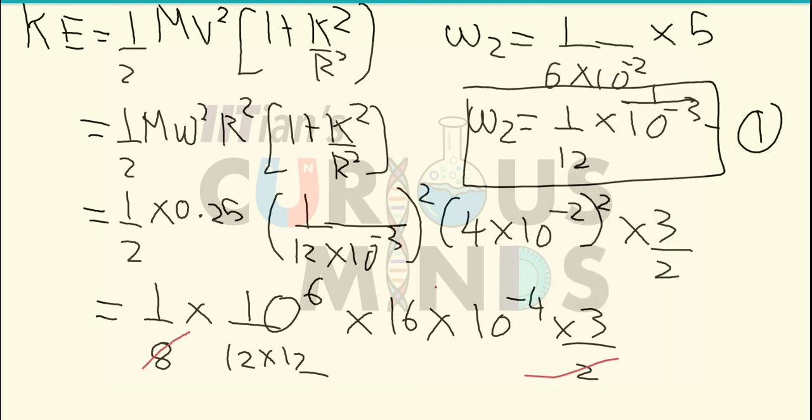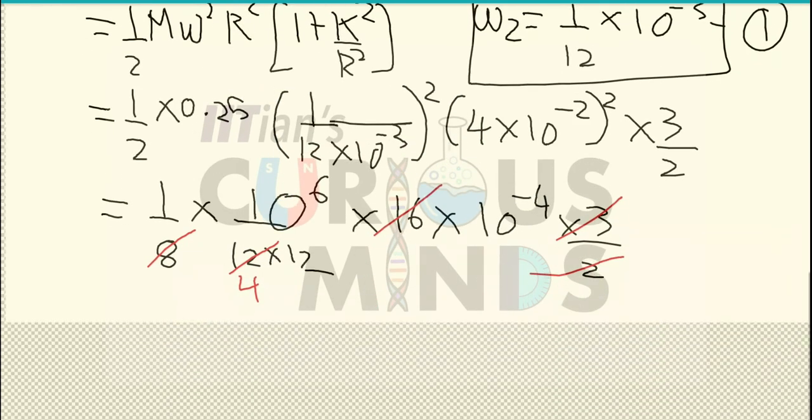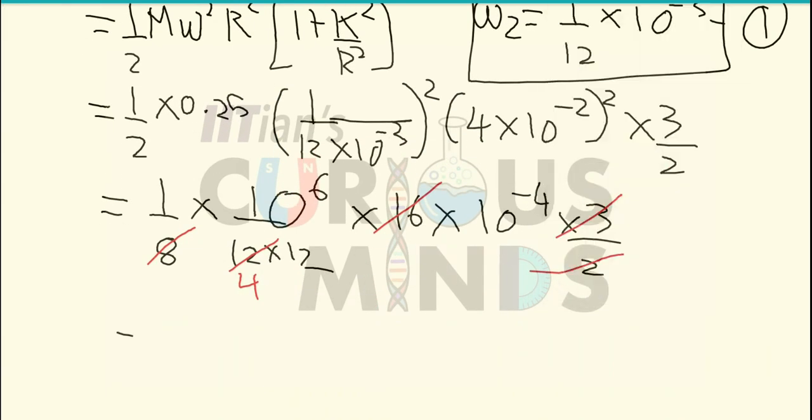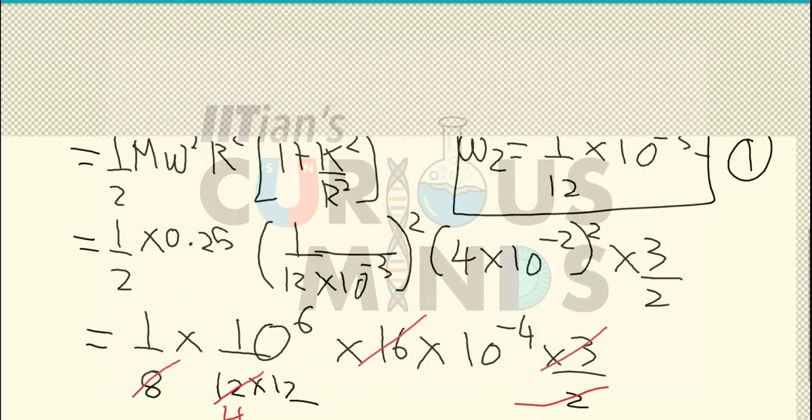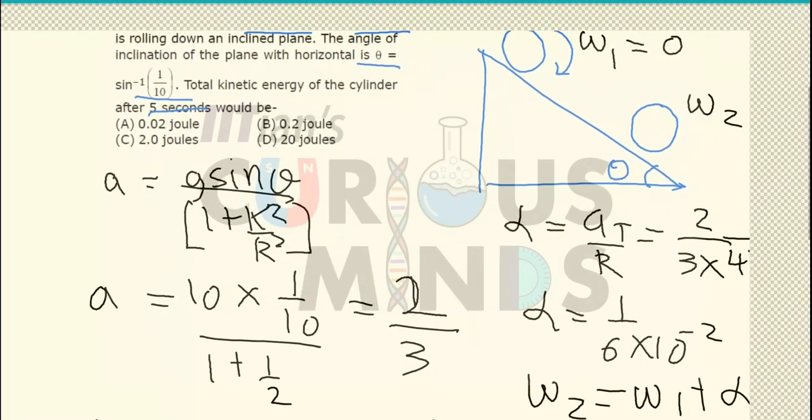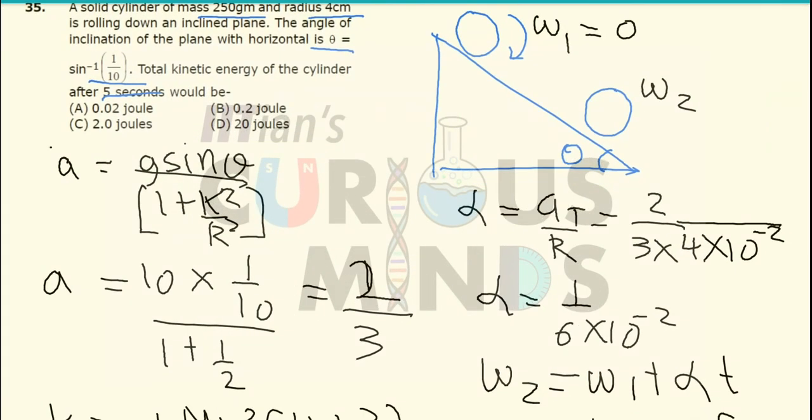8 and 2 will cancel out the 16, and the 3 will cancel out, so it will become 4. So basically 10 raised to 6 and 10 raised to minus 4 will be equal to 10 raised to 2, which is equal to 100. 100 divided by 12 into 4 will be equal to 48. If I roughly treat the 48 as 50, approximately we will get the answer as 2 joules, which is option number C.